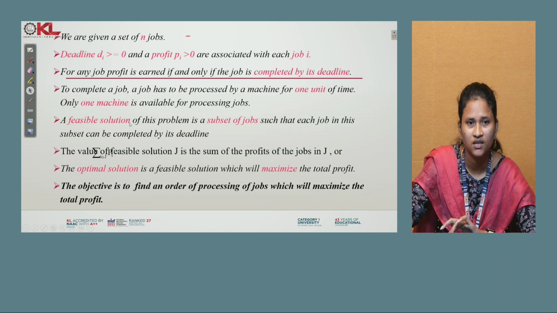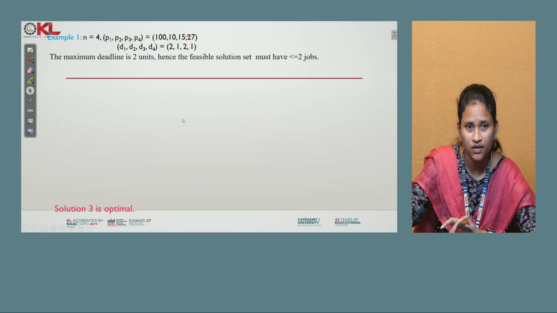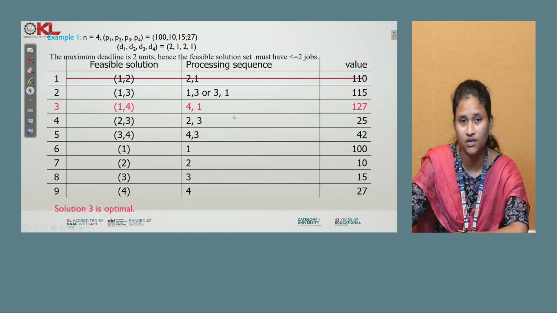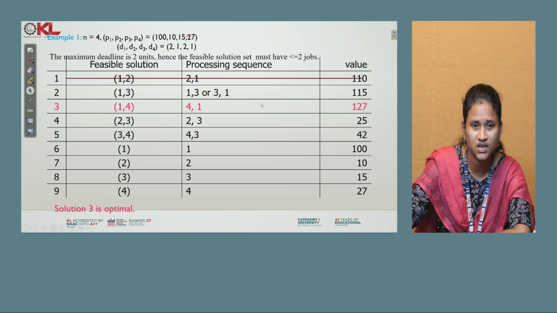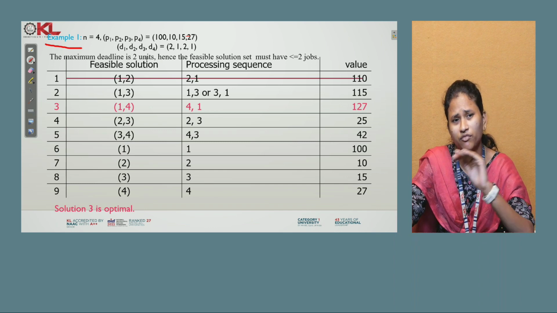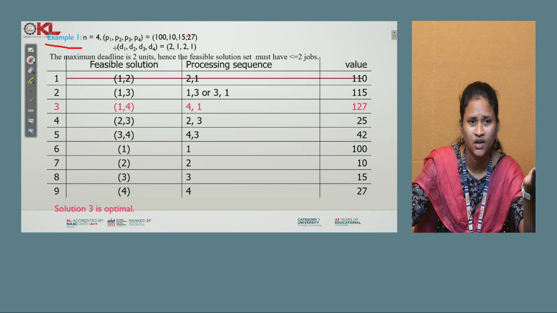Now we have seen the basic steps we have to follow to solve the problem. I have already explained that in the greedy method we have feasible solutions. Among those feasible solutions we have to identify the optimization solution. For that, we are going to explain one problem. The input data will be the same: profit values and deadline values. Here the profit values are 100, 10, 15, 27.